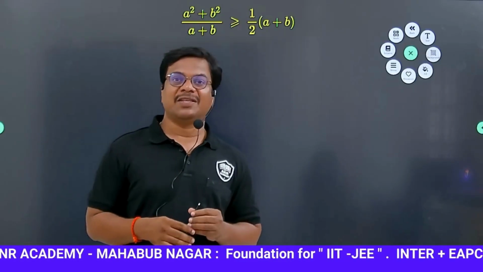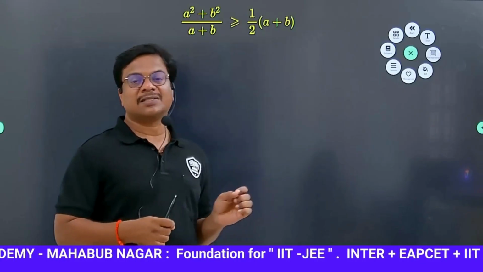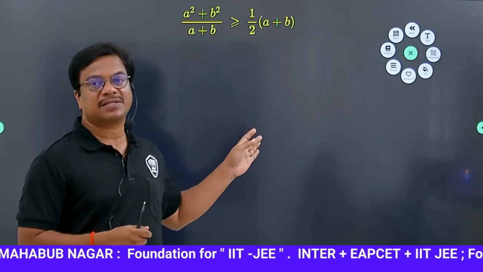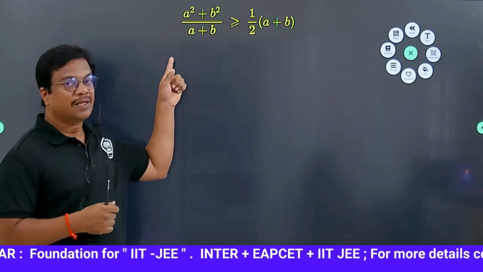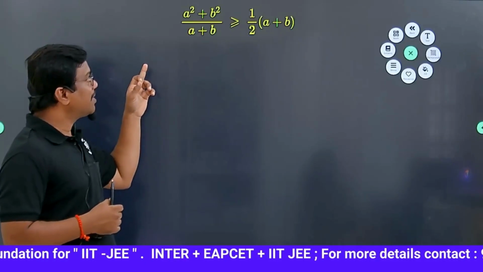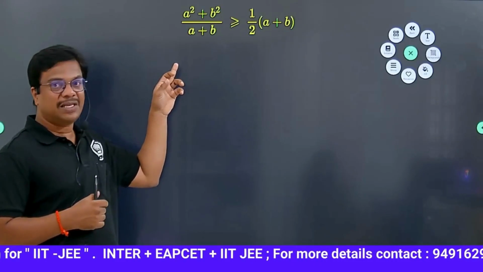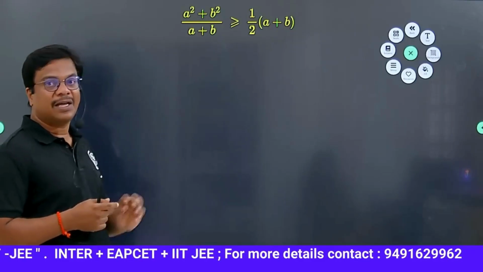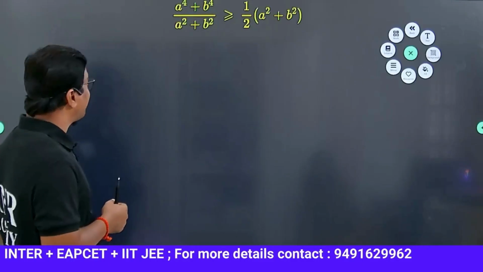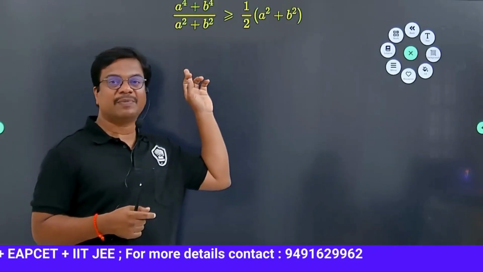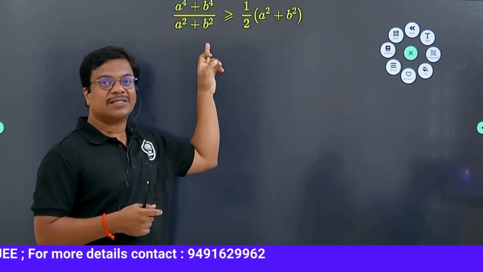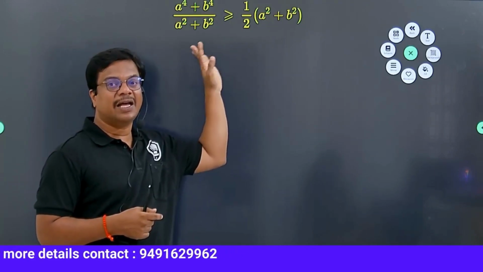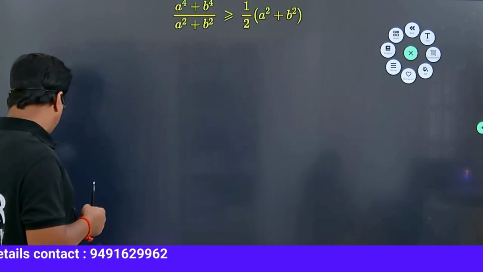Today I am here with you to discuss 5 special concepts from the topic inequalities. This is first one: (a² + b²)/(a + b) is greater than or equal to the average of a plus b. Second one: (a⁴ + b⁴)/(a² + b²) is always greater than or equal to the average of a² plus b².